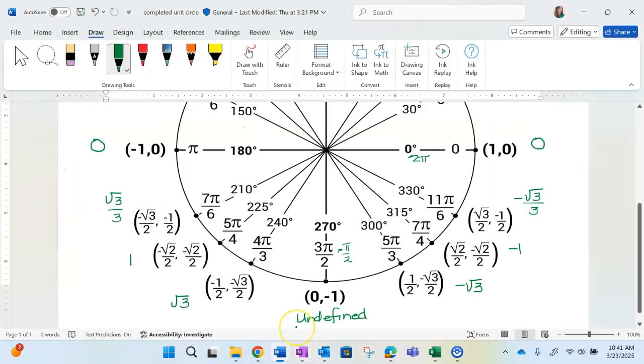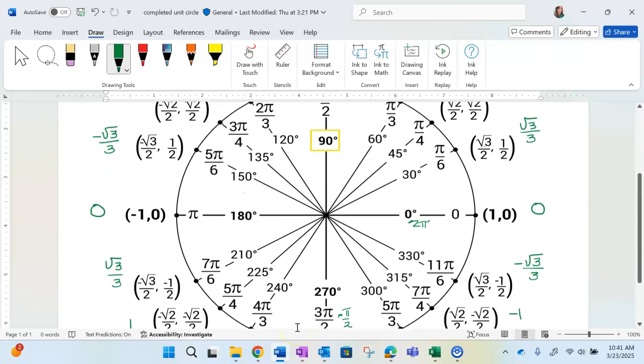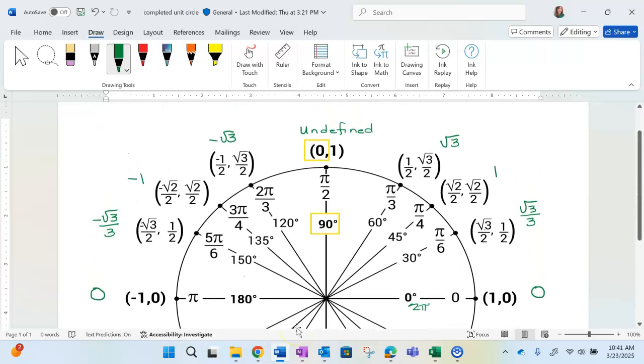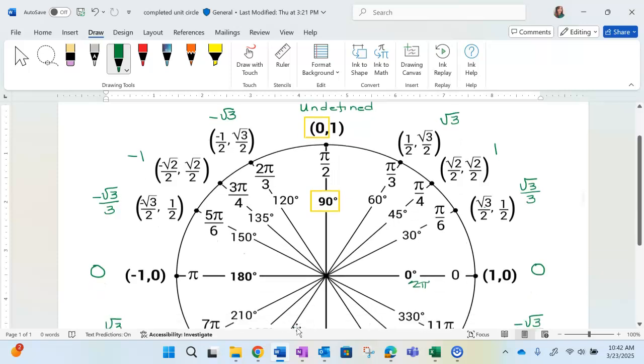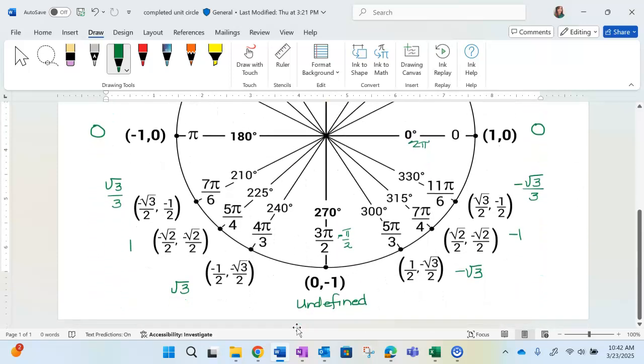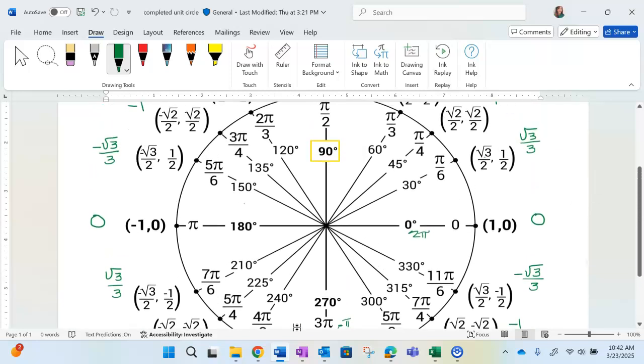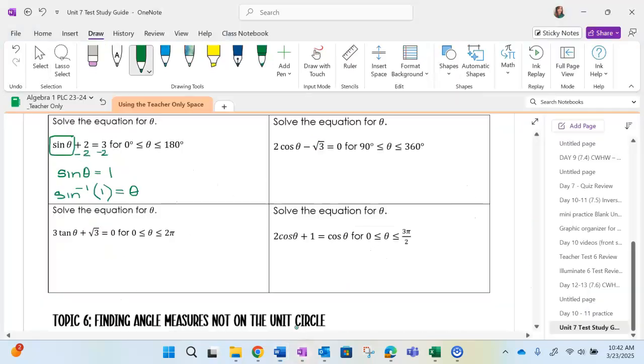So in my unit circle, let's look for a sine of 1. So we have 90 degrees, because up here, there's sine of 1. Do we have any other sines of 1? Nope, that's negative 1. So it looks like just 90 degrees. Now, when I put 90 degrees here, does that fall in my restriction? Yes, it does. So that is my angle.